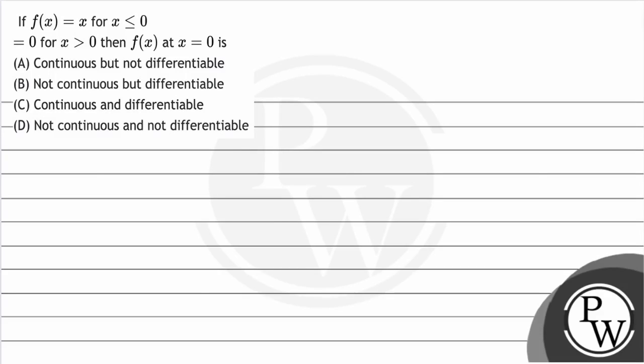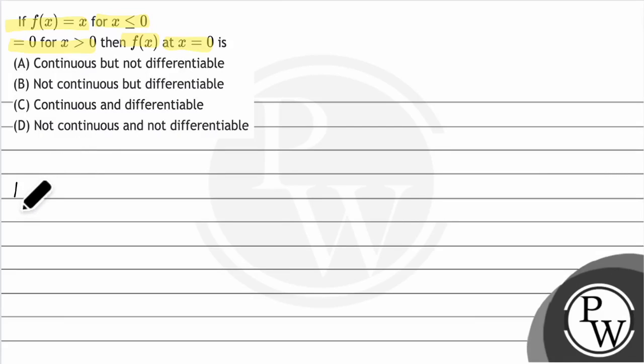So let's discuss the first question here. What is the first question? If f of x equal to x for x less than or equal to 0 and equal to 0 for x greater than or equal to 0, then find the value of f dash of f of x at x equal to 0.